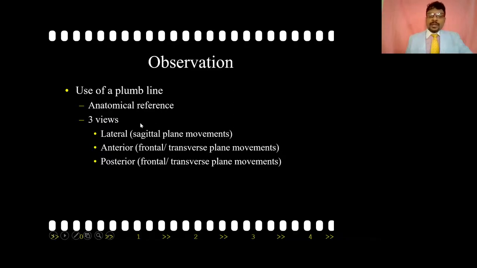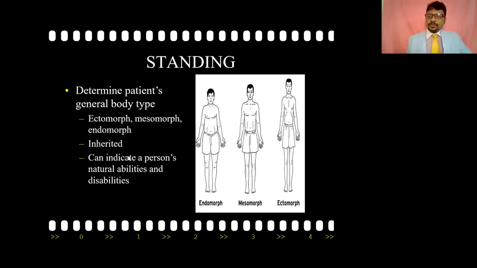This is the best method to observe abnormality in the posture, that is the plumb line test. We have to use it in the lateral view, that is the sagittal plane, and also the anterior side and posterior side. So these three views we have to check with the plumb line. I'm going to show you how to do the plumb line test, and what we have to observe during it. But before that, we have to confirm something.